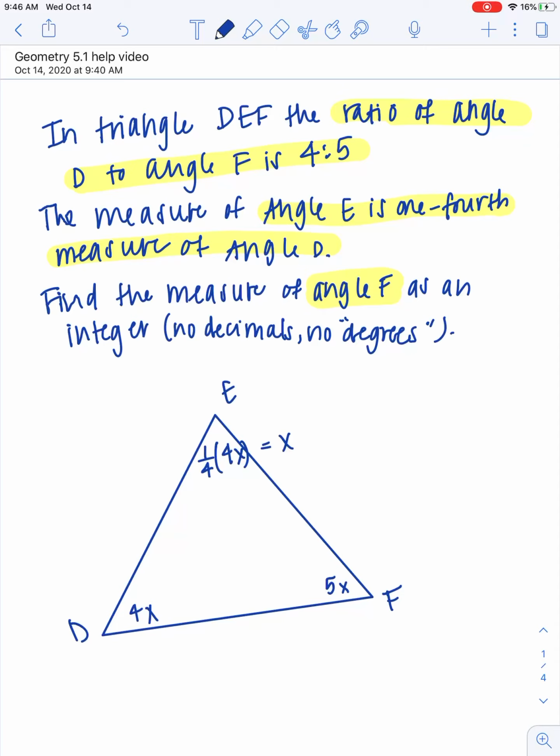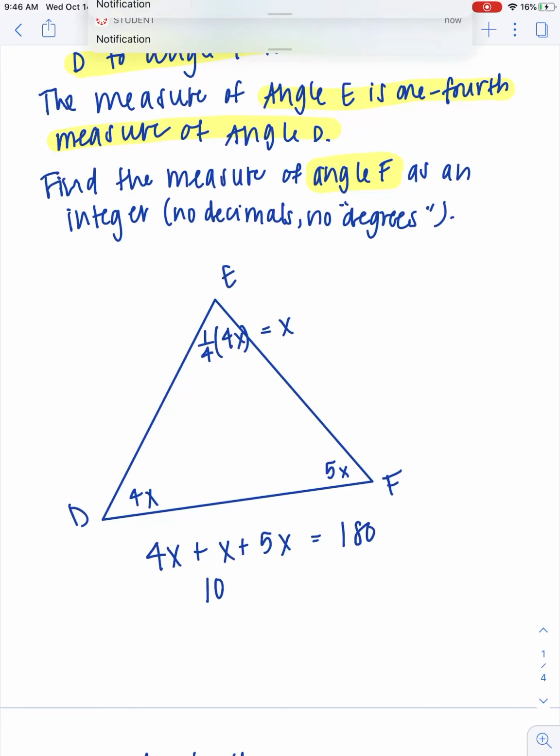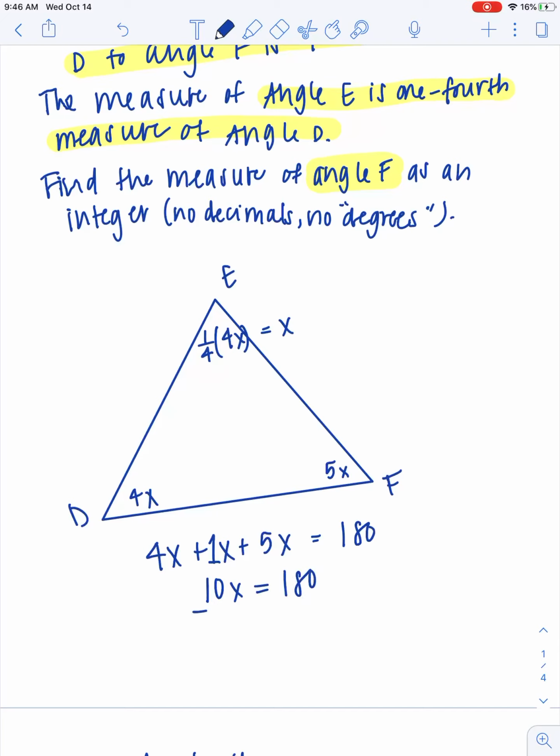It says find the measure of angle F as an integer. So how would we do that? Because we've got a bunch of x's here. Well, this is going to require us to use the triangle sum theorem. So we know if I were to add the measure of angle D plus the measure of angle E plus the measure of angle F, I should get 180 degrees. So because I have variables in there, I'm going to create an equation. So if we have 4x plus x plus 5x is equal to 180. So now combining like terms over here, I've got 10x. So I had a 4x, this is really a 1x, and then a 5x. So 10x is equal to 180, and now dividing by 10, I get x is equal to 18.